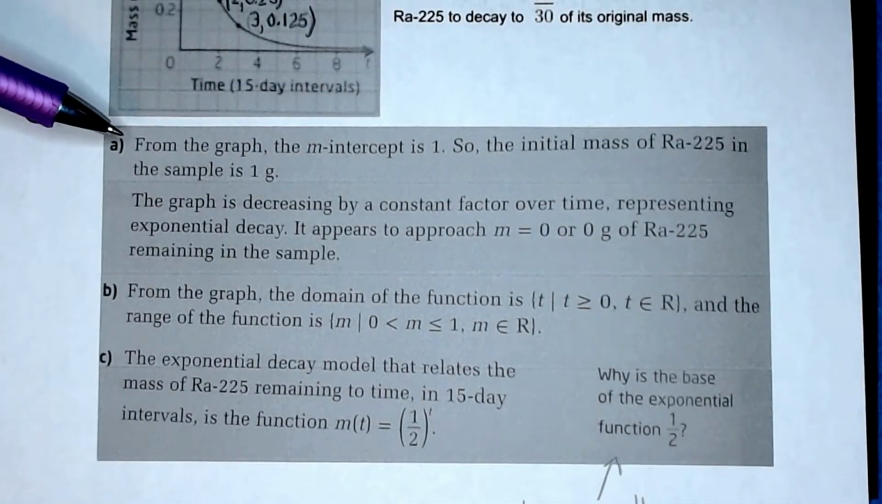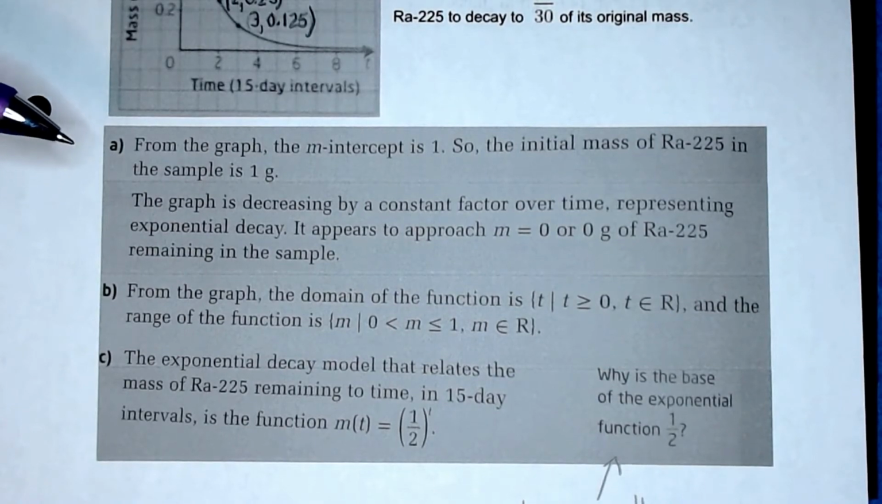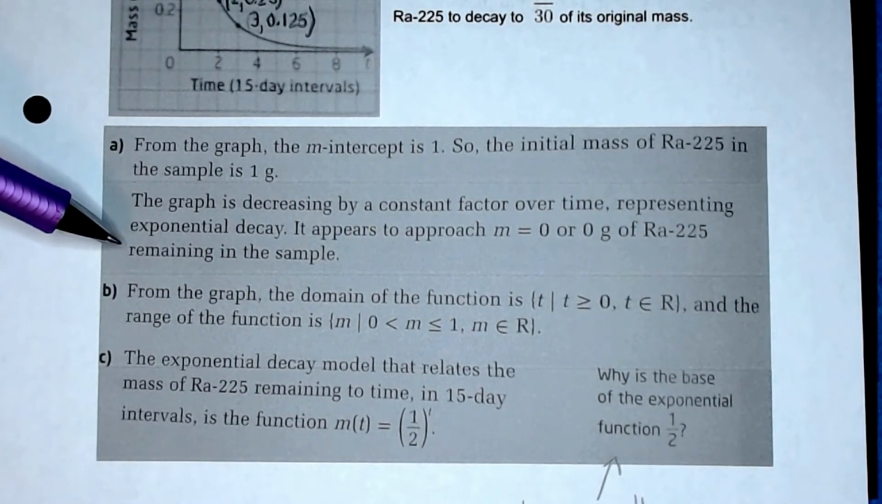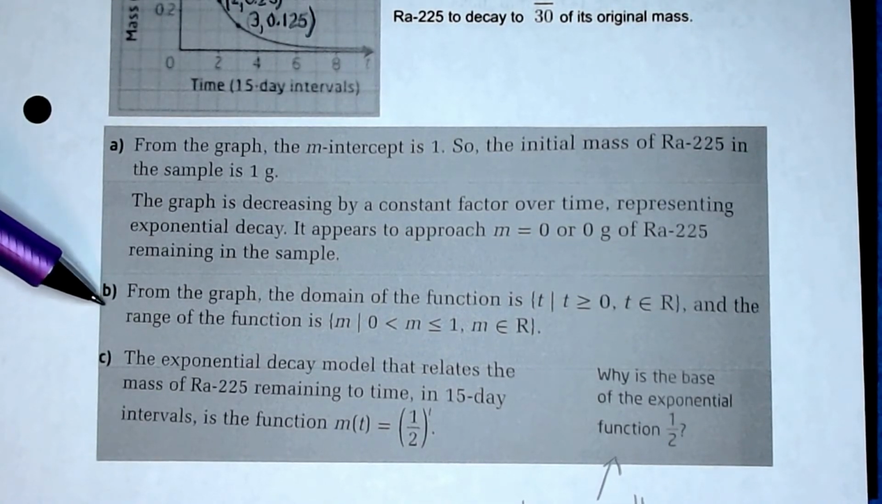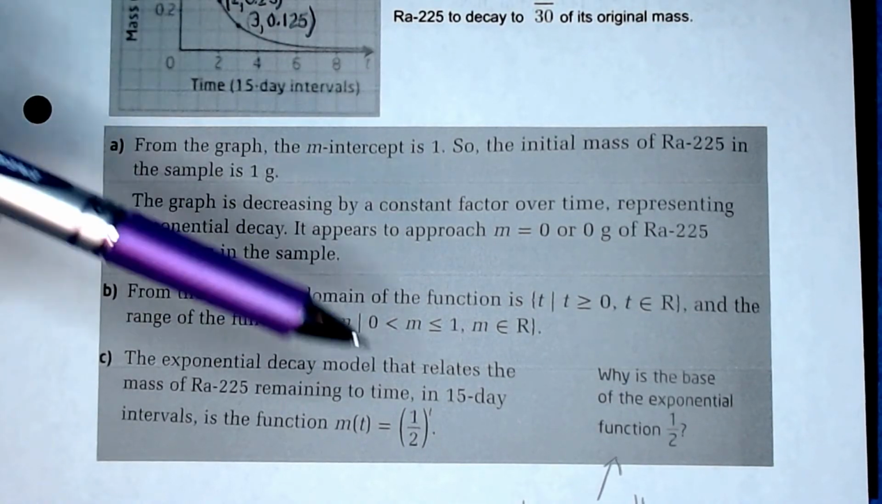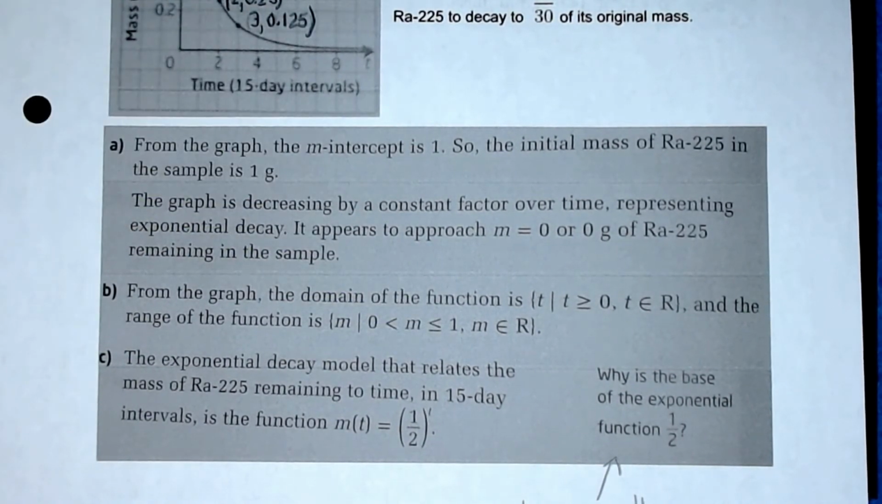So it says from the graph, the m-intercept, that's just our y value, is 1. The initial mass of the sample is 1 gram. It's decreasing, so it approaches 0, but it never completely disappears. From the graph, the domain is t greater than or equal to 0. You can't have a negative time. And the range is between 0 and less than or equal to 1. So our maximum mass there is 1.